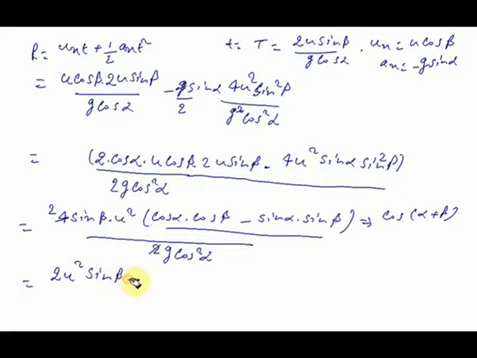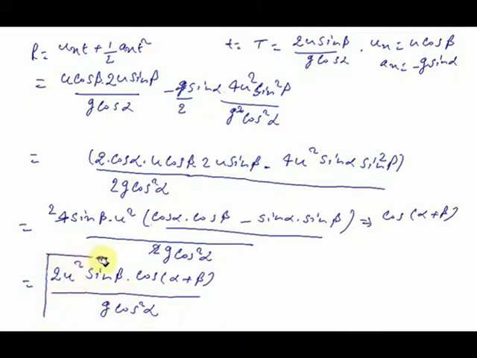2u square sin beta into cos alpha plus beta by g cos square alpha. So this is the range of the projectile on an inclined plane.